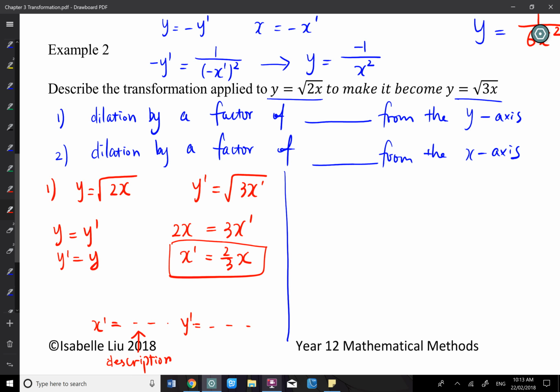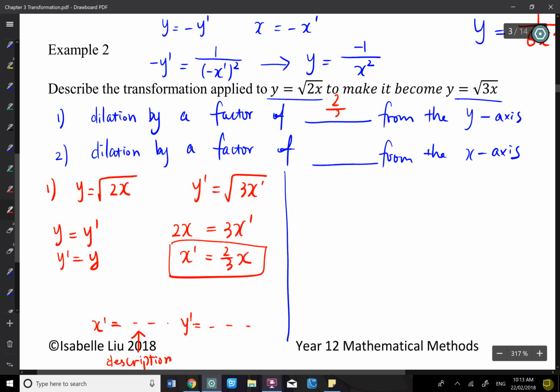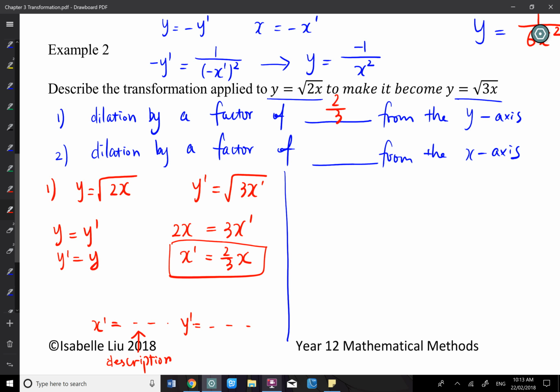This is a dilation by a factor of 2 over 3 from the y-axis. It's changing x, so you say it's from the y-axis. So the first answer will be 2 over 3.